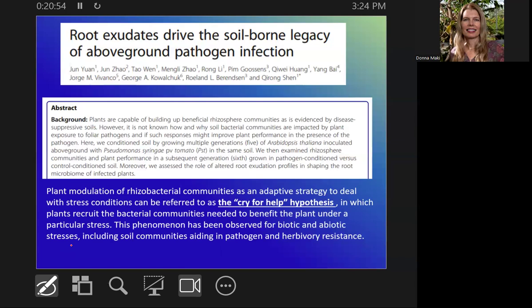We're talking about a biotic stress here, a bacterial pathogen attacking, but they are starting to see abiotic stresses too. This cry for help can happen under those conditions as well.